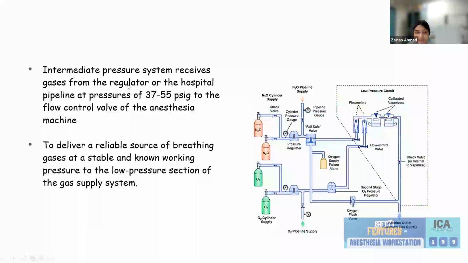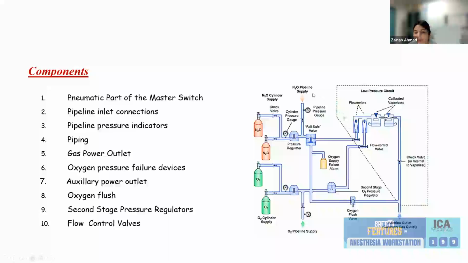So what is intermediate pressure system? It receives gases from the regulator, which I told you, the primary pressure regulator or the hospital pipeline, at pressures of 37 to 55 PSIG to the flow control valve. This is the intermediate pressure system. The purpose is to deliver a reliable source of breathing gases at a stable and known working pressure to the low pressure section of the gas supply system. So what all does it include?